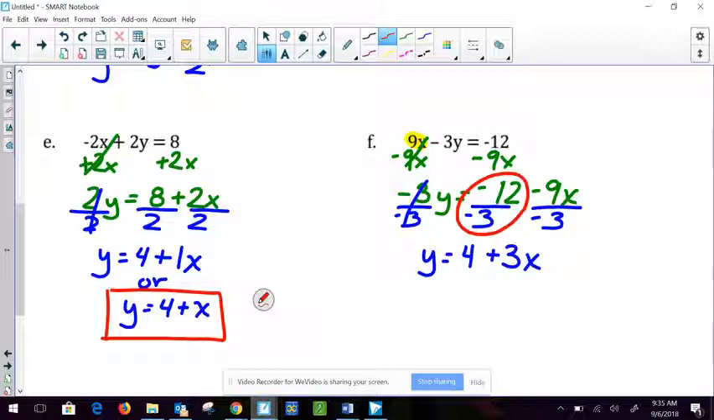When I did that, I end up with y is equal to a negative 12 divided by a negative 3 is a positive 4. And a negative 9 divided by negative 3 is a positive 3. So notice I wrote that as a plus sign. So a positive 3x. Awesome job today.